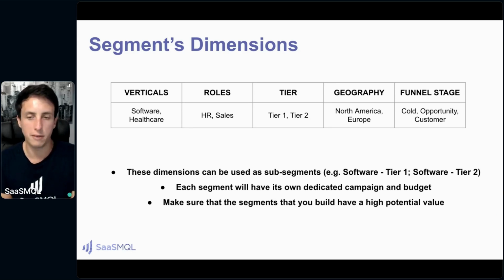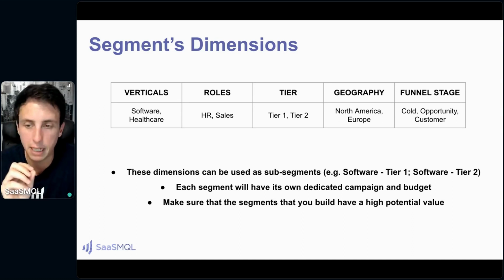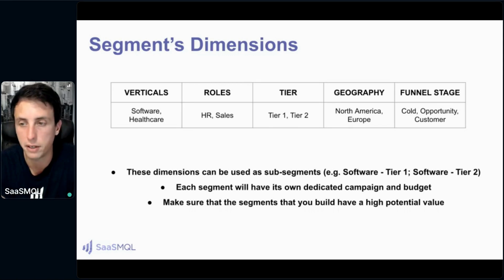And then I might shift. Maybe tier two accounts are actually lower value, but they tend to close much faster. So maybe later I'm going to look at the data and shift some of the budget from tier one to tier two. When you have a good segmentation, you can really drive your strategy in a much more granular way.